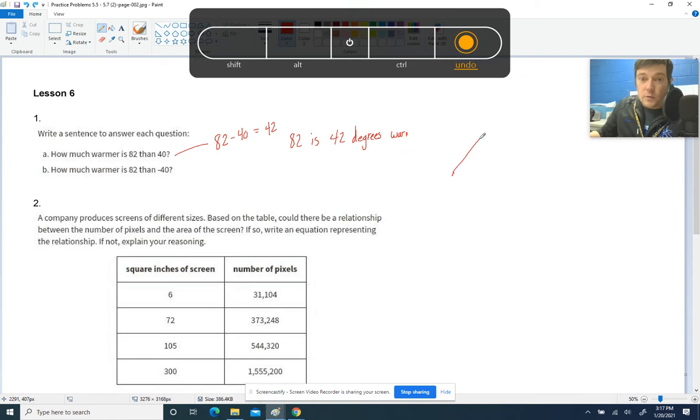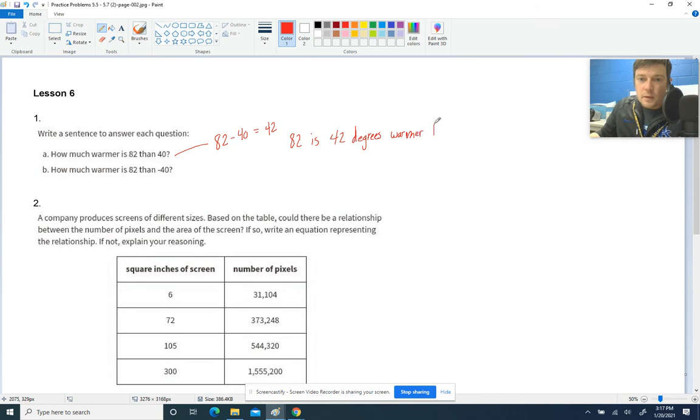than 40. And we would do the same thing on this next one, but it's a little bit tougher because we're comparing it to negative 40. So this problem is really, what is 82 minus a negative 40? And this turns into the addition problem of 82 plus 40 because of add the opposite. And so really, the answer for this one is 122.